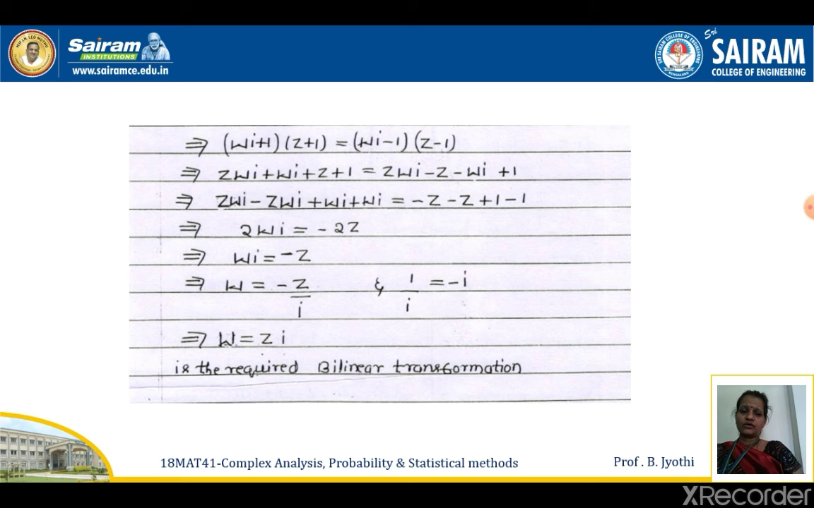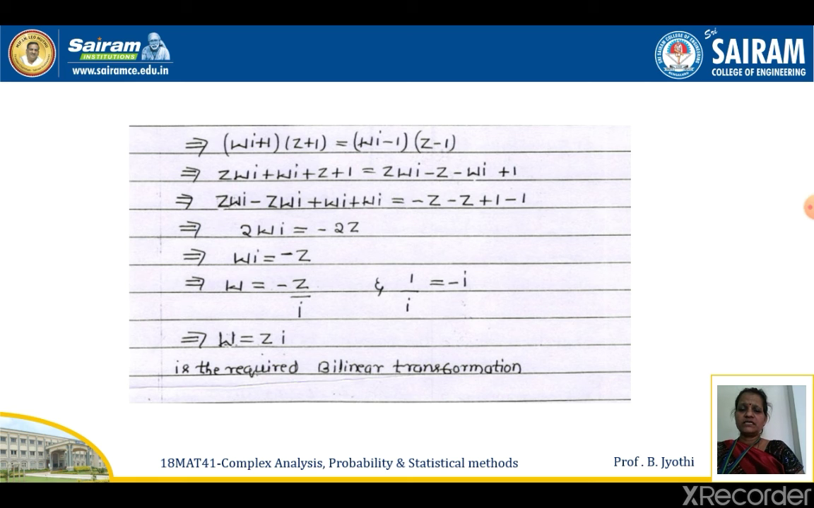Next, cross multiplication gives us (WI plus 1) into (Z plus 1) is equal to (WI minus 1) into (Z plus 1). This implies, on multiplication, WI plus WIZ plus Z plus 1 is equal to WIZ minus Z minus WI plus 1. That is on multiplication we get it.